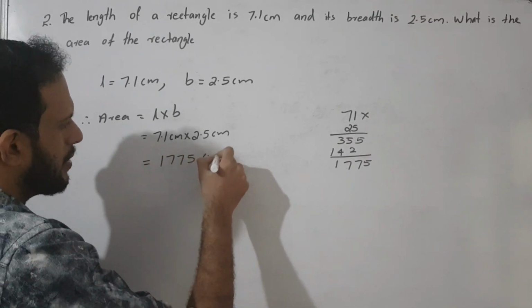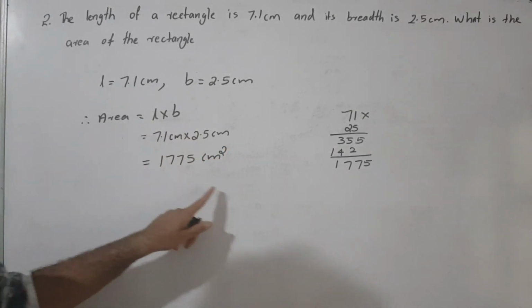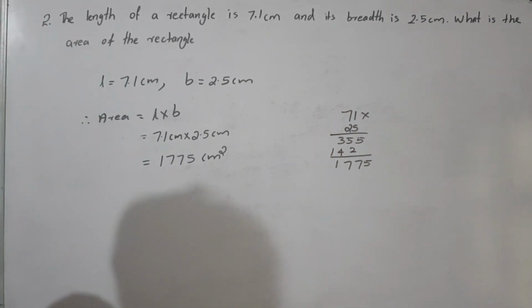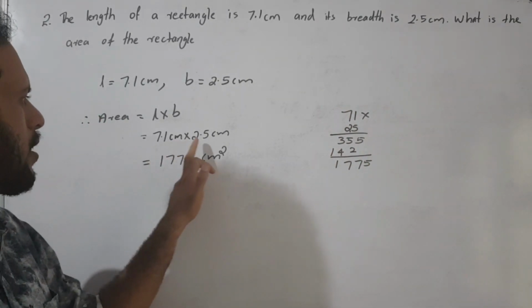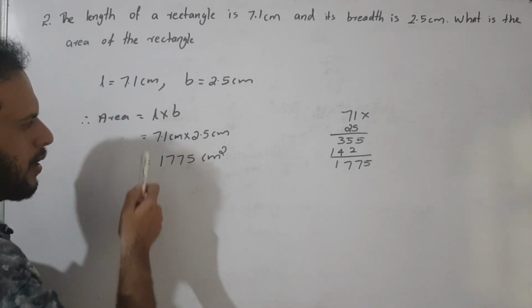1775 centimeter square. Then 1775 is the answer of 71 into 25, correct? But actually what we are multiplying is 7.1 and 2.5. So where we put the decimal point here, we count it.